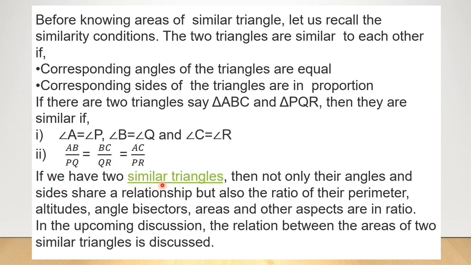Now, one interesting point about the similar triangles is that the similar triangles not only share the relationship about the angles and sides, but also the ratio of their perimeters, altitudes, angle bisectors, areas, and other aspects are also in ratio. So let us talk about the relationship between the areas of two similar triangles.